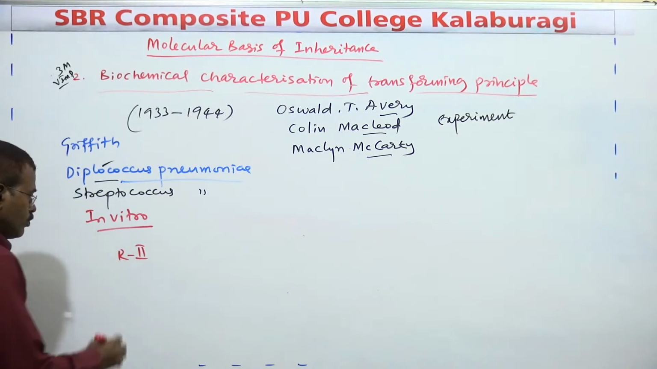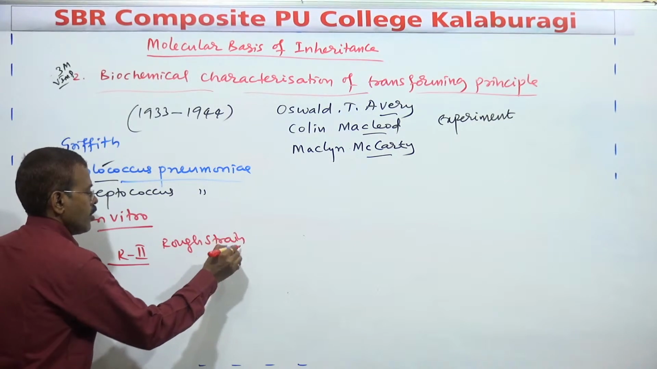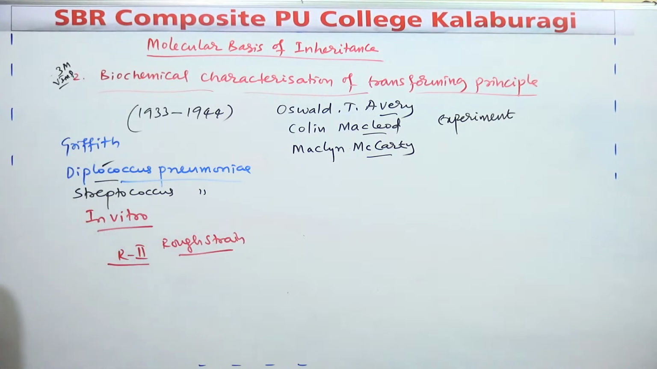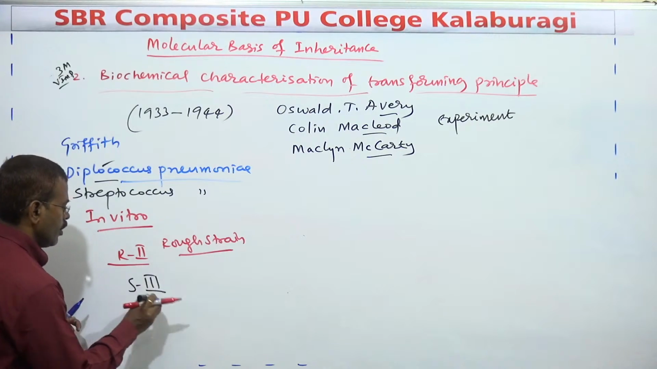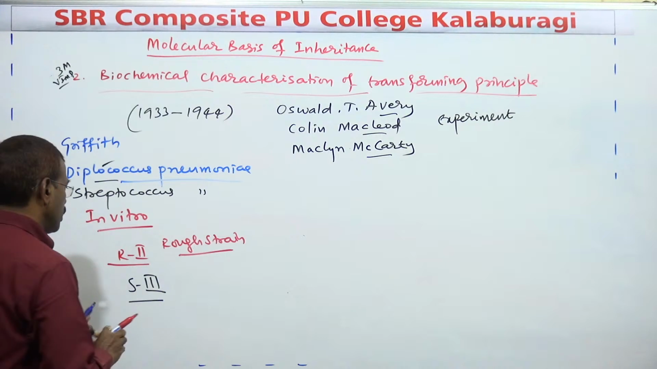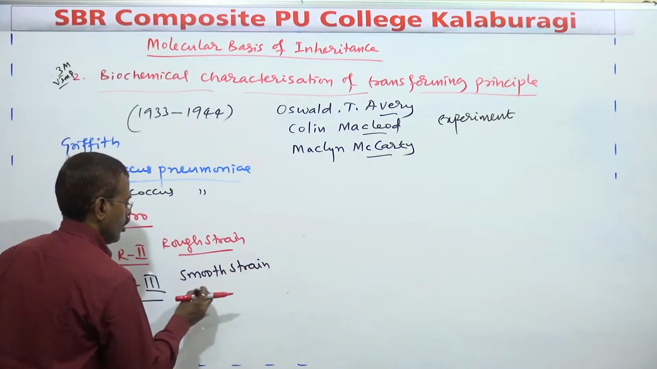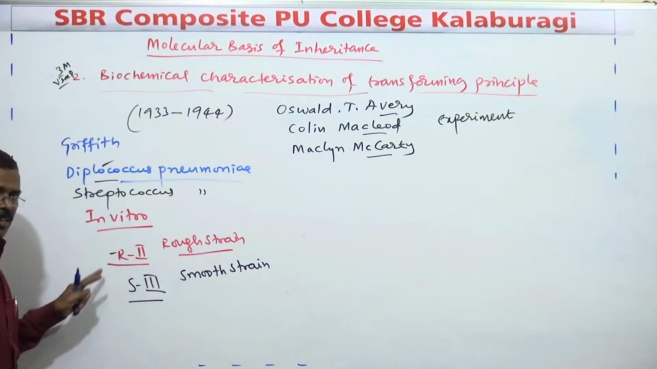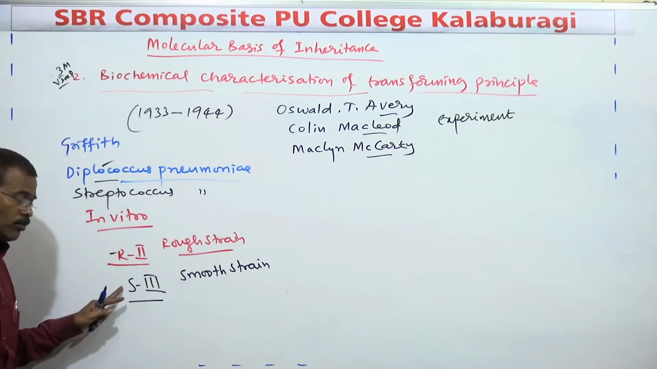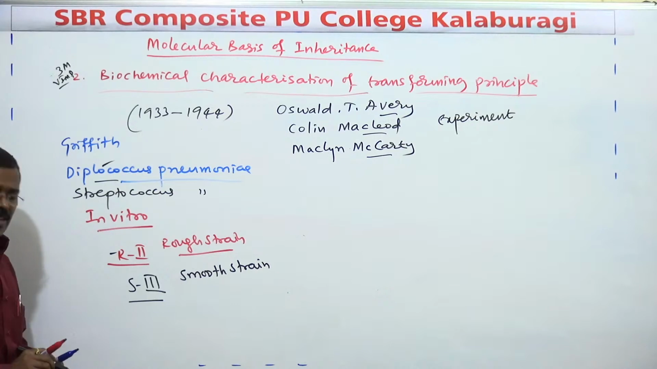Rough strain, R2, type 2, which is non-pathogenic and produces rough and dull colonies. Then another one, S3, smooth strain number 3. This bacterium is virulent; it can cause pneumonial symptoms, whereas the rough strain does not. So on these, they conducted the experiment.